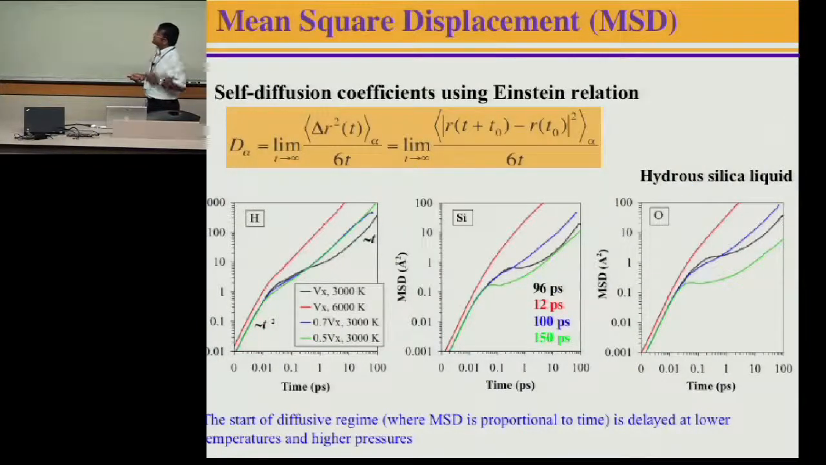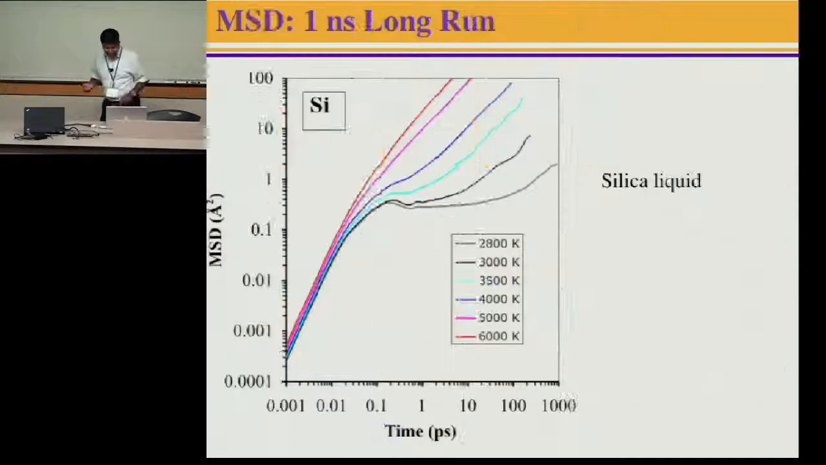Okay, so this is mean square displacement used to compute the self-diffusion coefficient. Basically the square of displacement is plotted as a function of time, on a logarithmic scale. You can see that in order to reach a diffusion regime where mean square displacement is directly proportional to time, under some conditions you have to run a really long simulation. For example, these green curves, hydrogen, everything is very fast, but for silicon and oxygen, you can see a very slow increase.